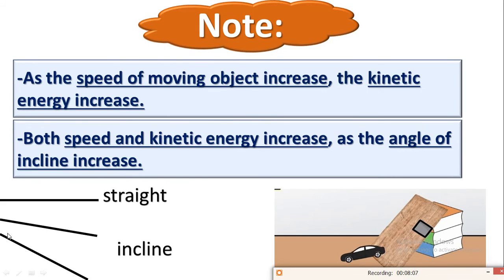So when I increase the angle of incline, what will happen to the speed? If you are moving on an incline, your speed will increase. And when you increase the angle of incline, your speed will increase. Excellent. And when the speed increases, what happens to the kinetic energy? It will also increase. So when the angle of incline increases, the speed and kinetic energy will increase.